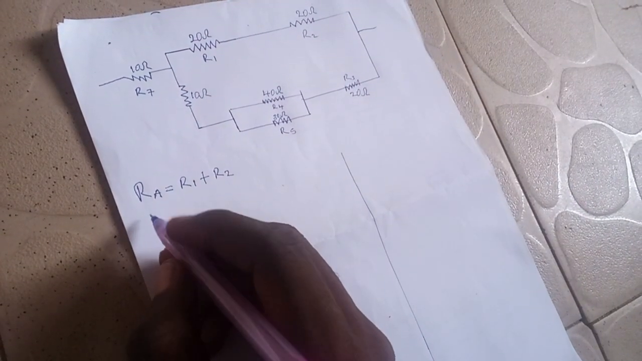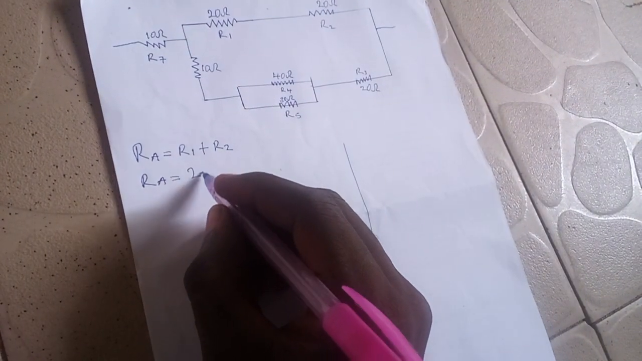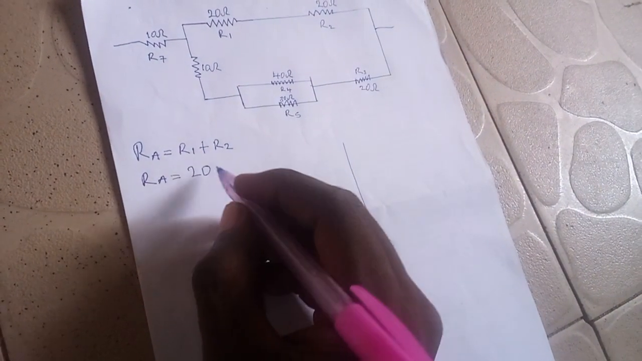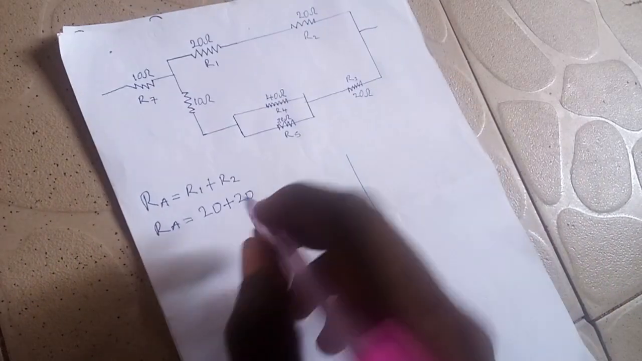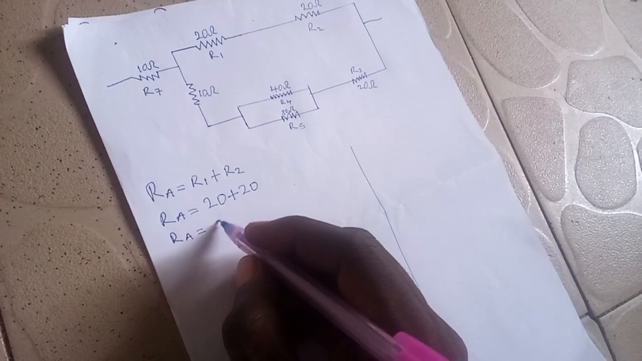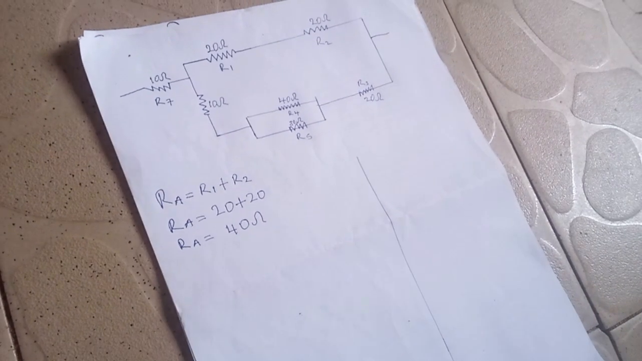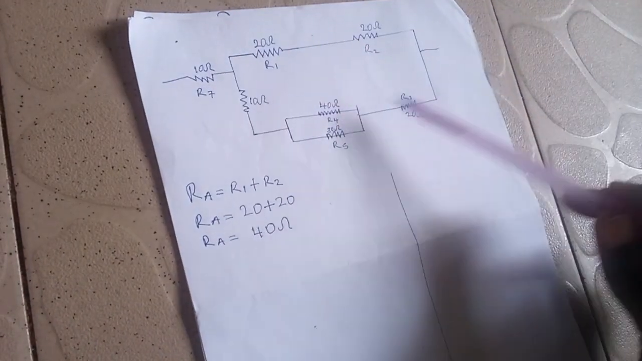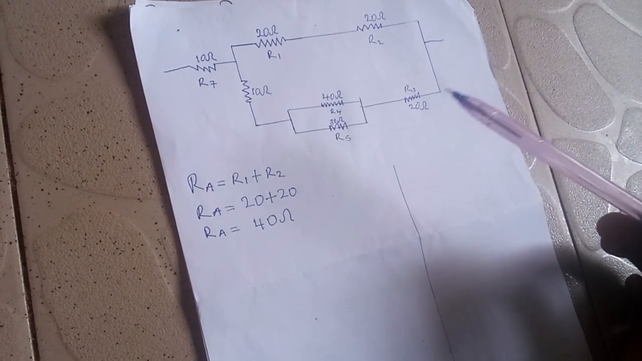When it's like this here, you're going to say your RA is equal to, if you see your R1 here is 20 ohms, so come and write 20. So this one is having plus sign, 20 plus 20. So our RA is going to be what? 40 ohms.